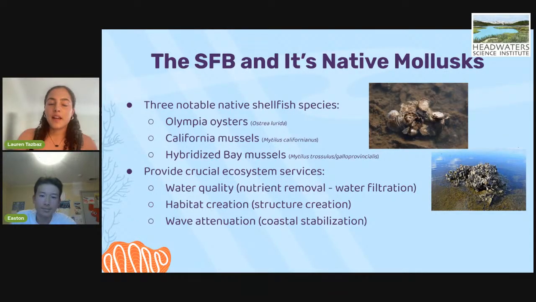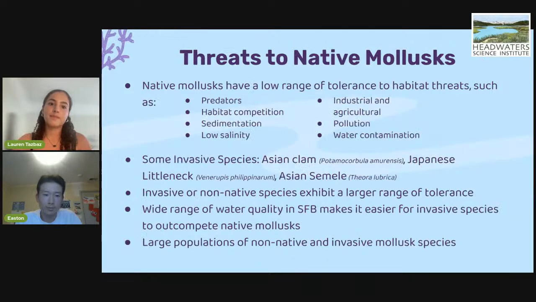The San Francisco Bay is home to 3 notable native shellfish species: the Olympia oysters, California mussel, and hybridized bay mussels. These mollusks provide crucial ecosystem services, including water filtration, so removing nutrients from the water and improving water quality, habitat creation, so creating habitats for other aquatic organisms, and wave attenuation. This helps in coastal stabilization and protects aquatic organisms from other environmental forces.